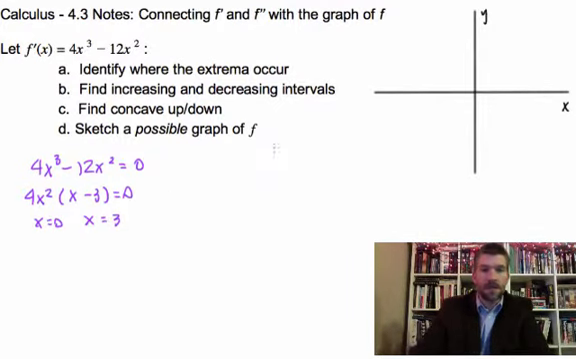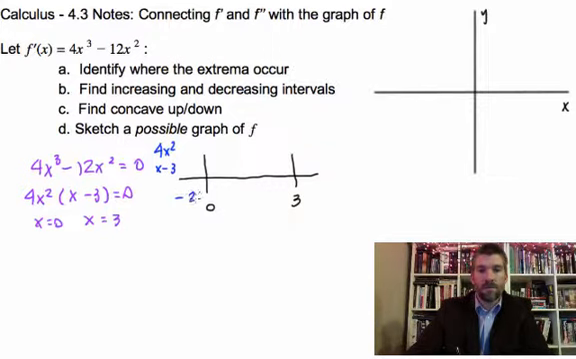So when I make my sign chart, this is for increasing and decreasing behavior. Okay, I'm going to have 0 and 3. And what I'm going to do is I'm just going to look here at 4x squared, and I'm going to look at x minus 3. And I'm going to pick a number, -2, and I'm going to put it in. I'm going to pick a number 1 and put it in. I'm going to pick a number 5 and put it in. So I'm going to put -2 in for all these things.